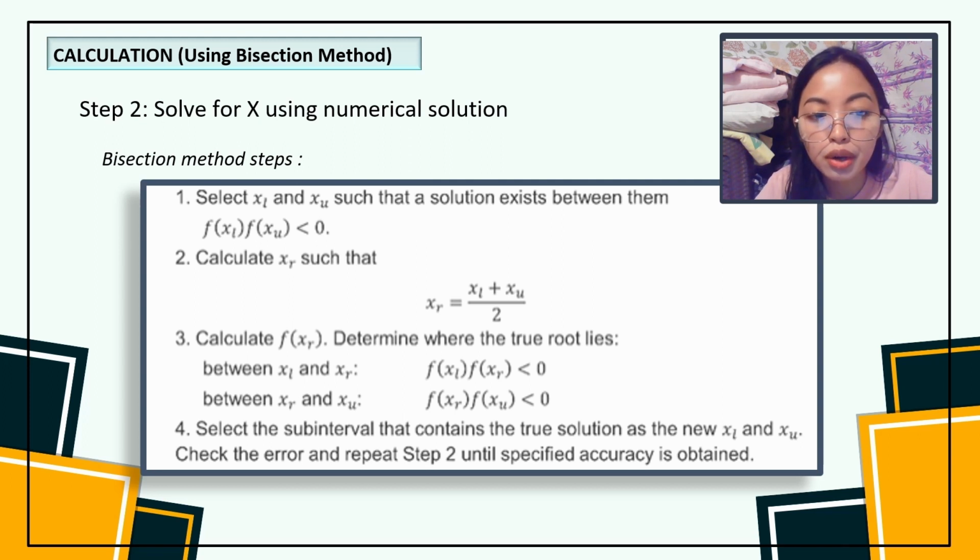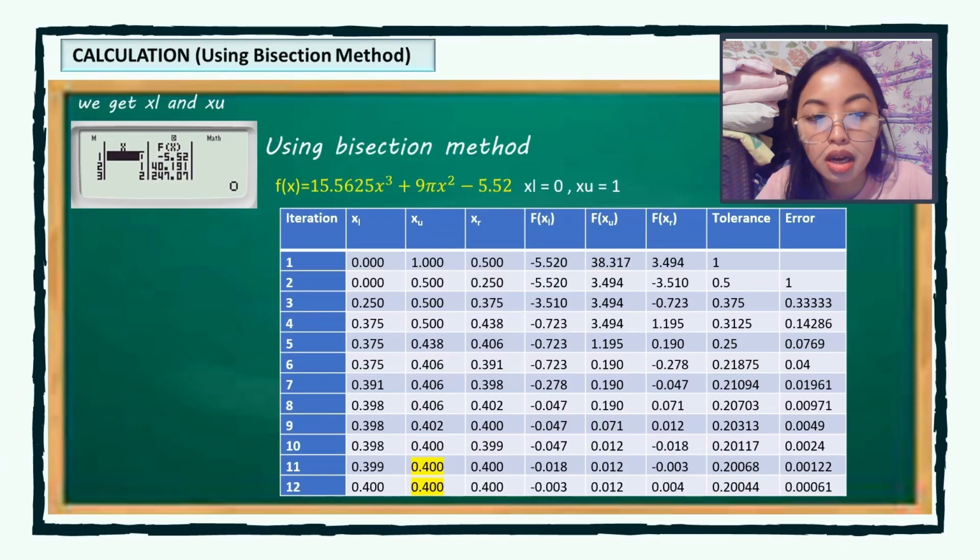To start, we know that our function is 15.5625 x cubed plus 9 pi x to the power of 2 minus 5.52. So we get xl and xu. To get that, we will use the table function on our calculator, the fx-991ES. Click mode 7, that is table, and input the function. It will ask for start, put 0, and end, put 5. And for step, put 1. The result is this.